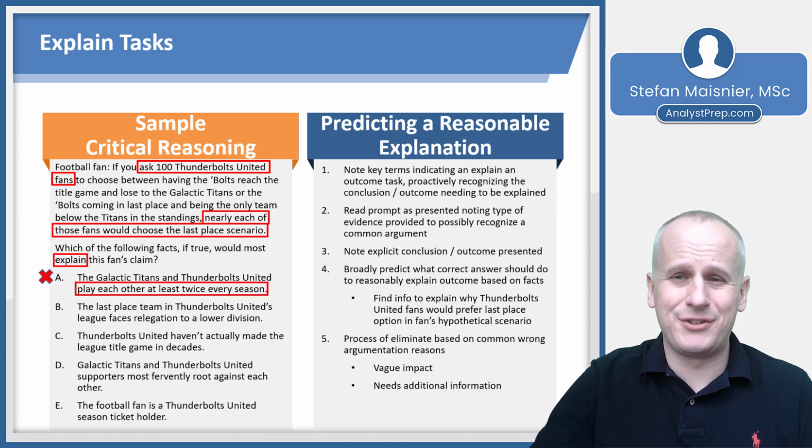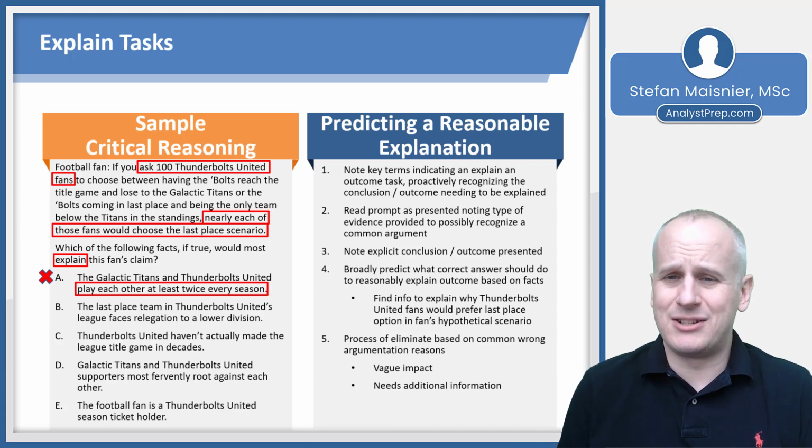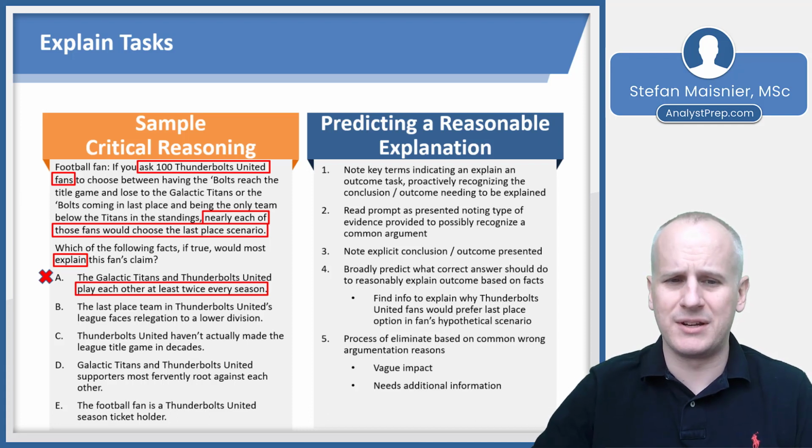Choice A also needs additional information, so the Galactic Titans and Thunderbolts United play each other at least twice every season. We need more information about this. Does every team play at least twice each season? I don't know. And so it's kind of vague. At least twice. I mean, they might play 100 times. I have no idea. So this is both vague and requires additional information. We can eliminate A pretty quickly.